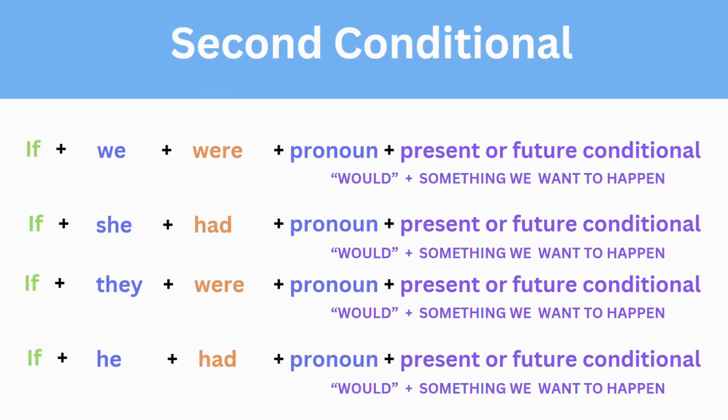Here we have some more examples. Let's try to make a few more sentences. We have if, highlighted in green. Some pronouns highlighted in a dark blue. Simple past verbs in orange. And then we repeat a pronoun again, followed by a conditional.